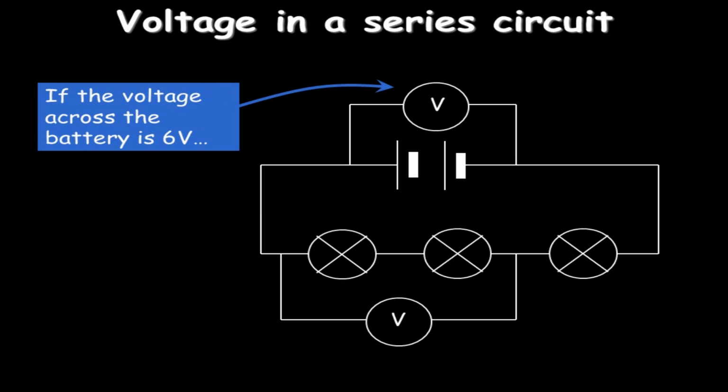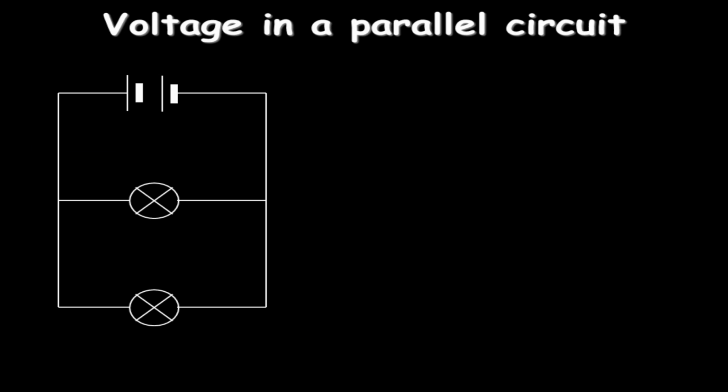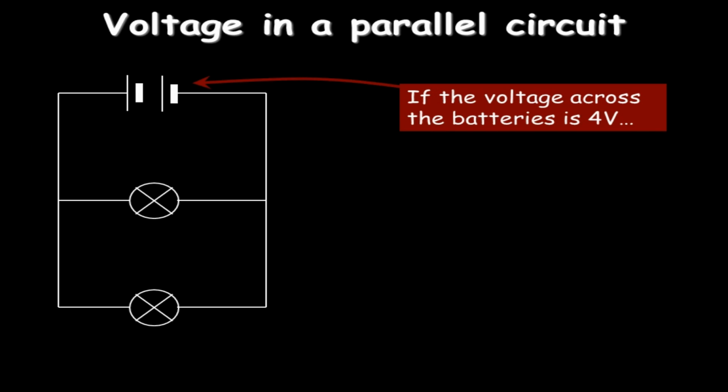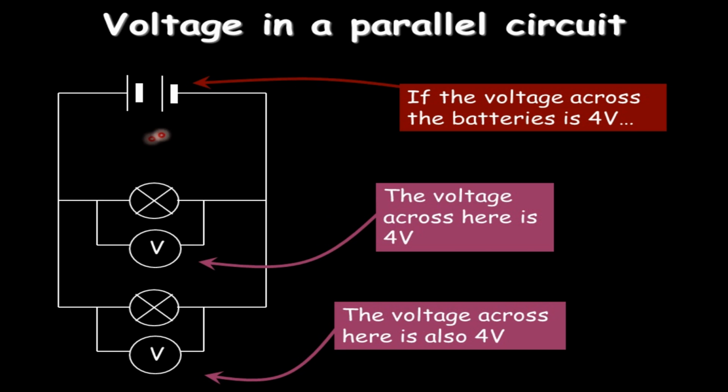If the voltmeter went across 2 bulbs, because that's 2 and that's 2, you add them together, that voltmeter would read 4 volts. Okay, and if we look at voltage in a parallel circuit, when 2 bulbs are put across each other in parallel, you can see they're both connected directly to the battery. So the rule here is that both those voltmeters would read 4 volts, not dividing it up this time. They both get 4 volts each.